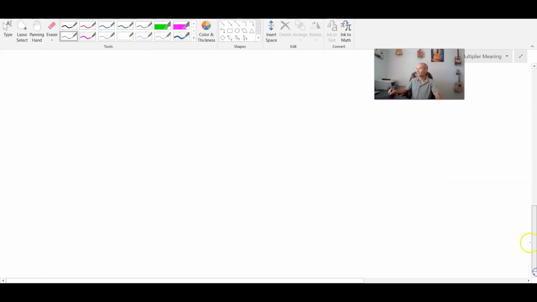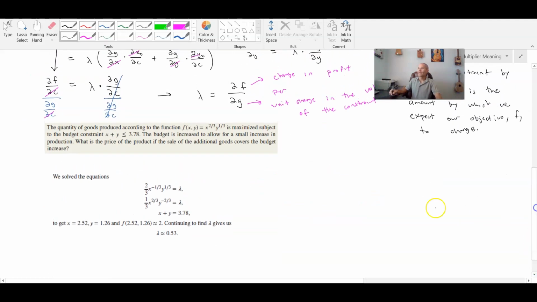Okay, let's take a look at an example. Here we say that the quantity of goods produced according to the function f of x, y is maximized subject to the budget constraint that x plus y is less than or equal to 3.78. The budget is increased to allow for a small increase in production. Okay, so now we're going to say, well, what if we increased this by 1 unit? What effect would that have on our objective?